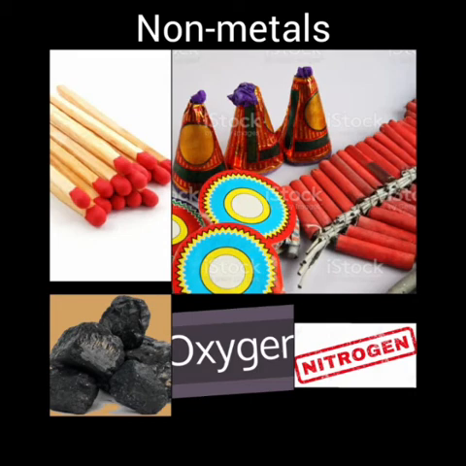Carbon is also a non-metal. Coal and graphite are forms of carbon. All non-metals do not come from rocks. For example, oxygen and nitrogen, the most important non-metals, come from the air.